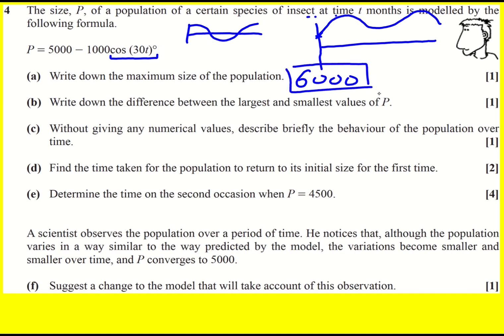Work out the difference between the largest and the smallest values. Well, we've said that the largest is 6,000. The smallest is going to be when cos 30t hits 1, because cos varies between minus 1 and 1. So it's 6,000 minus 4,000, and the difference between the largest and the smallest is going to be 2,000.